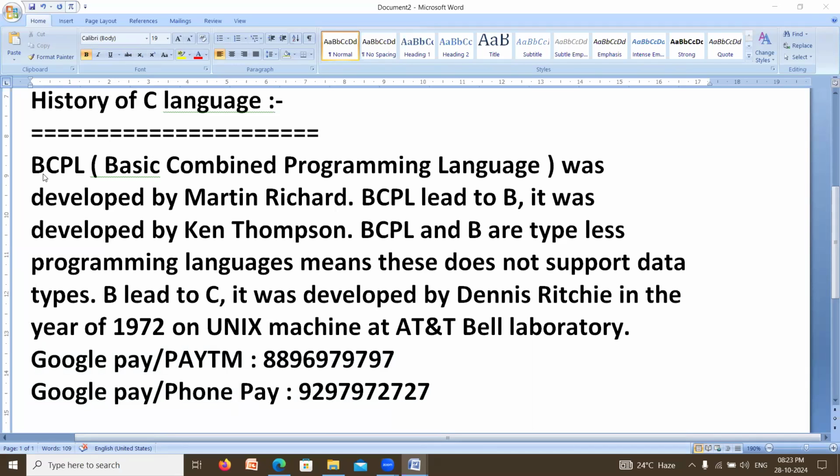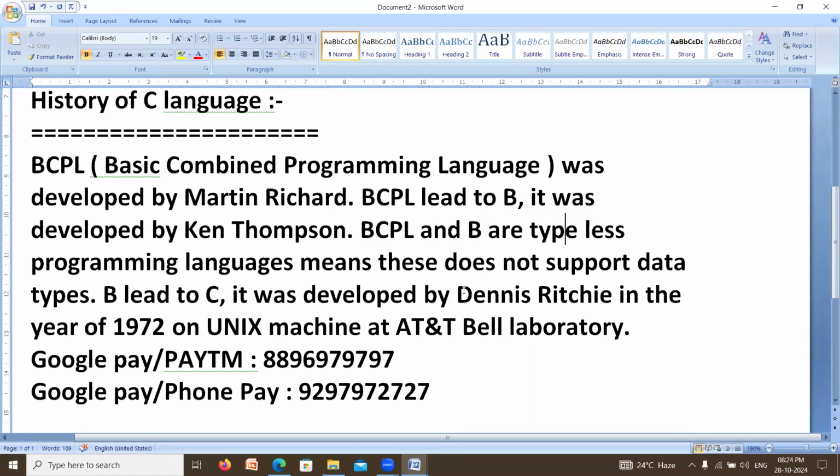See, my dear friends, I explained the history of the C programming language. There is one popular high-level programming language. Its name is BCPL, meaning Basic Combined Programming Language. It was developed by Martin Richards. From BCPL, a new programming language called B was developed by Thompson. The programming languages BCPL and B are called typeless programming languages. These don't support any data types.